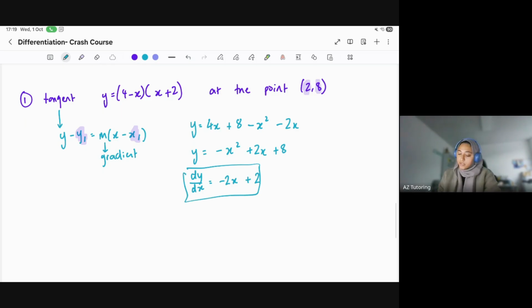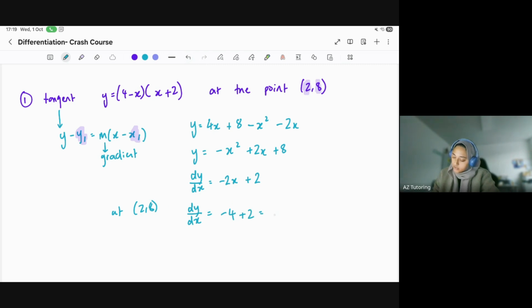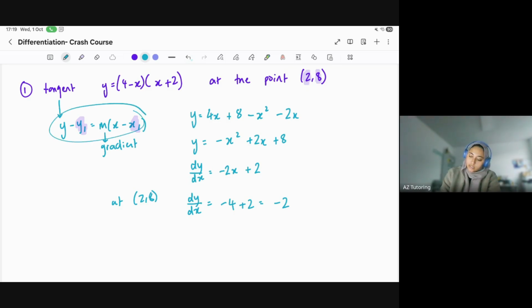Okay, so we've got dy over dx, but we've not got our gradient. So what we need to do is, because we're finding the gradient at this point, we need to substitute that into dy over dx. So at 2, 8, dy over dx is, we're substituting x in because x is 2, minus 2 times 2, which is minus 4, plus 2, which just gives us minus 2. So we've got our gradient. The gradient is minus 2. So we can substitute this into the equation now, this equation here, to find the equation of the tangent. So y minus y1, which is 8, equals m, the gradient which we've just found is minus 2, times x minus x1, which is 2.